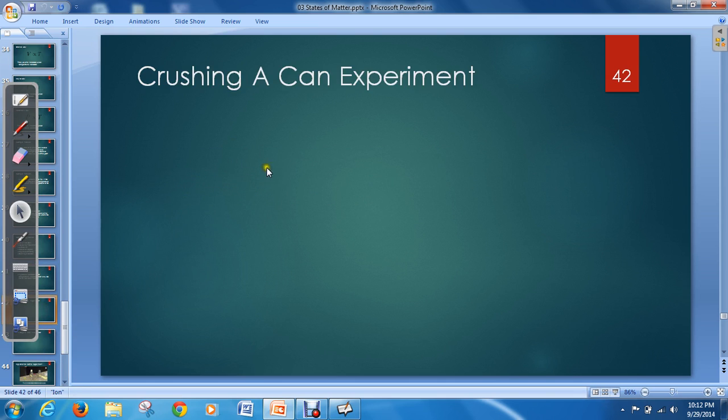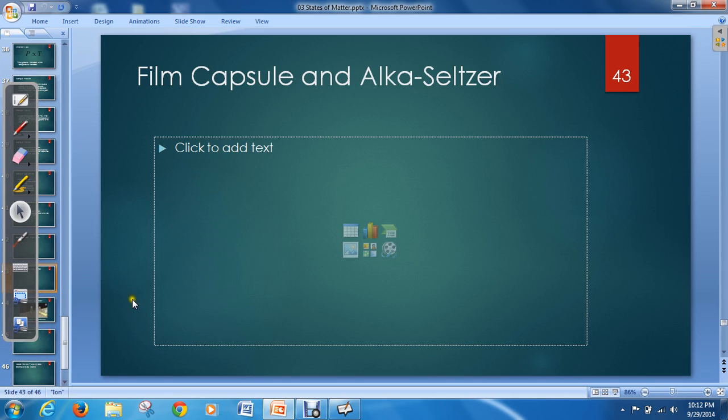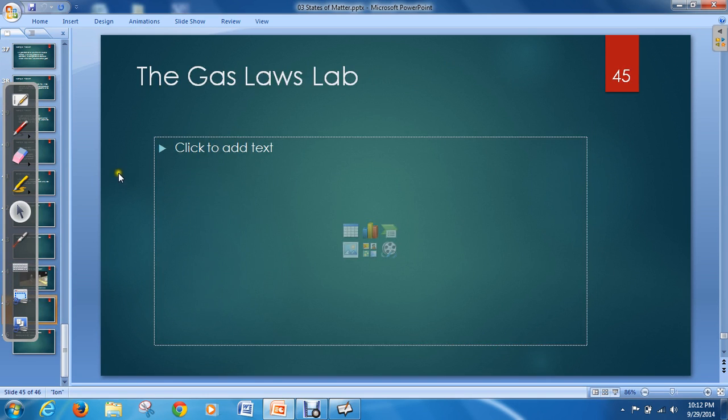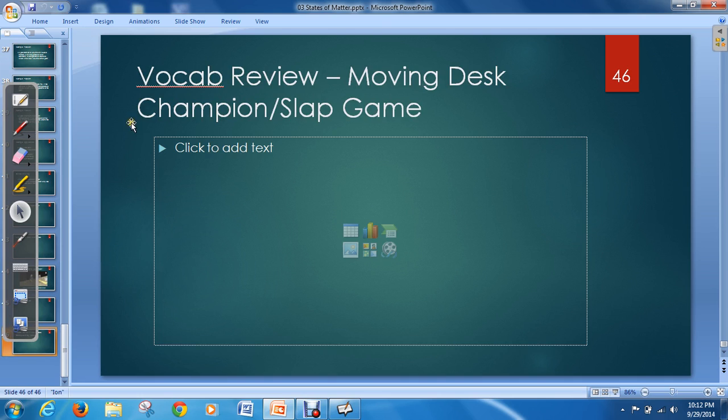Then I did a video of me crushing a can using Charles' law. If you didn't see that, it should be on the site, so you can watch that experiment. I also did the film capsule in Alka-Seltzer, where I used pressure buildup to shoot off a film canister capsule. We watched this video about the egg and the bottle. We can get the egg to fit into the bottle by using pressure and the laws. Then we talked about the gas laws lab, and we did that activity in class. If you missed class, then you should make up this activity. After that, we started our review for the test. That is the end of the matter unit.